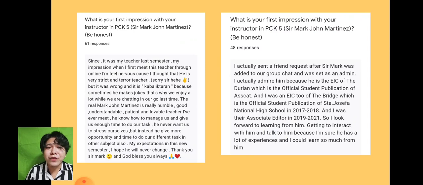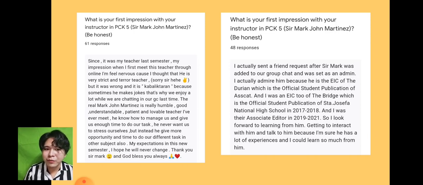So next, he was my teacher last semester. My impression when I first met this teacher online, I felt nervous because I thought that he is a very strict and thorough teacher. But of course I was wrong. He is totally the opposite because sometimes he makes jokes. That is why we enjoyed a lot while we were chatting in our GC last time.